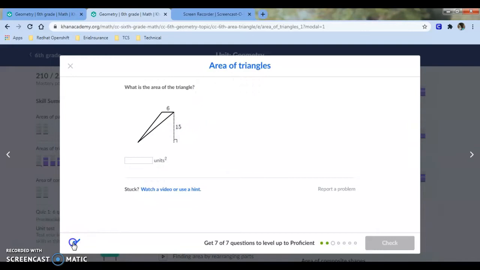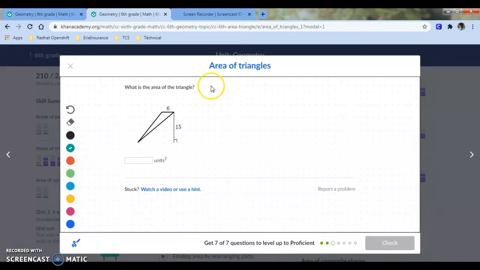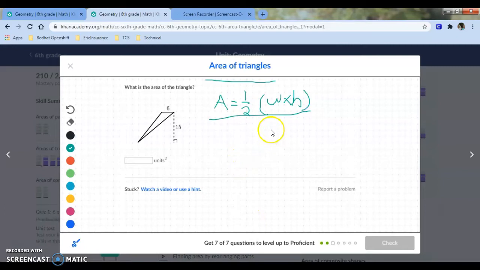This video is math. So it's area of triangles. First, if you want to know how to do it, you need to have a formula. Area equals 1.5 by width times height. I know this is not the best handwriting, but it's in computer.